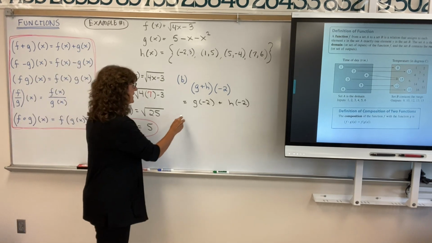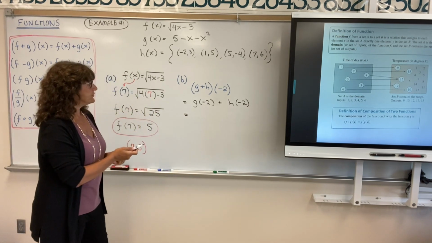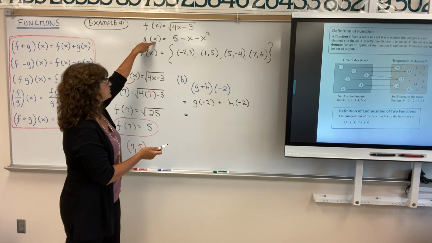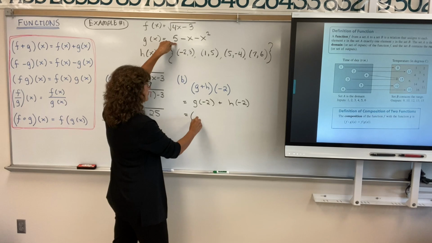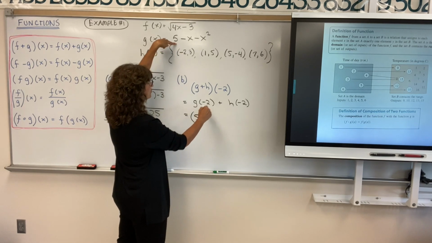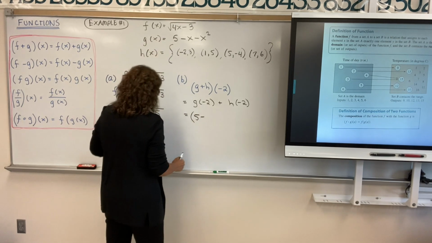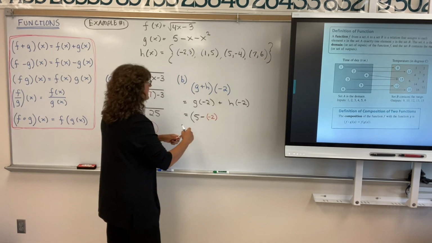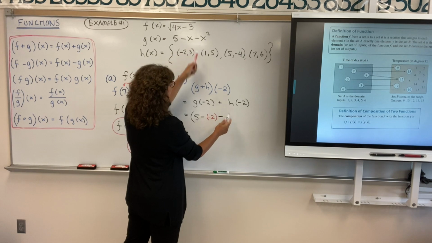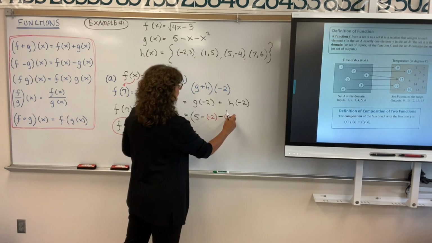Right? G of -2, just exactly the way we evaluated over here, but we're going to go to the g function and replace the x's with -2 in the g function. So my g function, I have 5, I'm going to just group it together, minus, and I'm changing the x to a -2, all right? And then I have subtracting again, and I'm changing that x again to -2, all right?